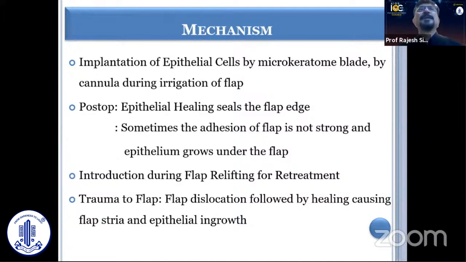As I said, there can be implantation of epithelial cells by the microkeratome blade or even by the cannula during irrigation of the flap. And post-operatively, there can be some abrasion, and then there's epithelial healing, and the flap adhesion is not strong, and the epithelium goes under the flap, and that is how it proliferates.